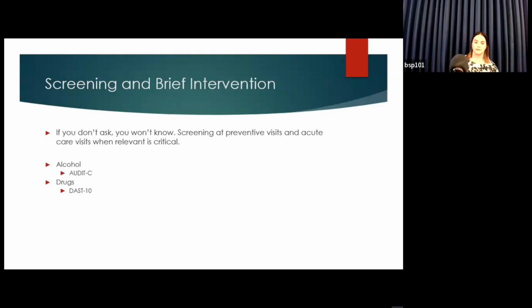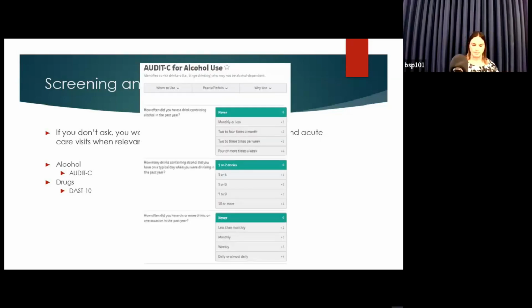But the reality is if we screen, we'll find more substance use disorders. For alcohol, the CAGE questions are easy, but they're not a very sensitive test. The AUDIT-C is going to show you more people who have risky drinking behavior and are at risk for alcohol use disorder.